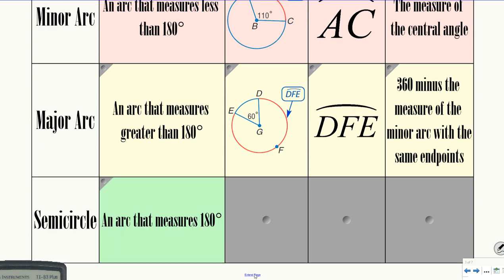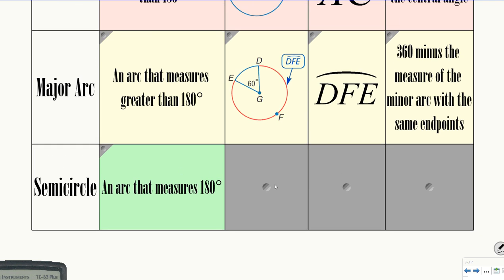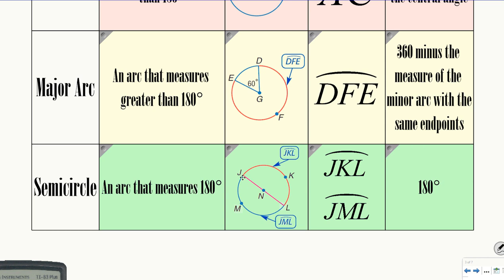And then a semicircle is an arc that measures exactly 180 degrees. So here we have two semicircles, both 180. Notice that we have listed with 3 points, so J through K to L, J through M to L. Both of those are exactly half of a circle. A semicircle is 180 degrees.